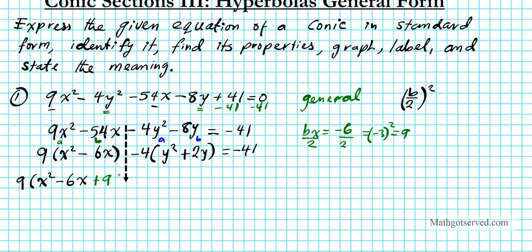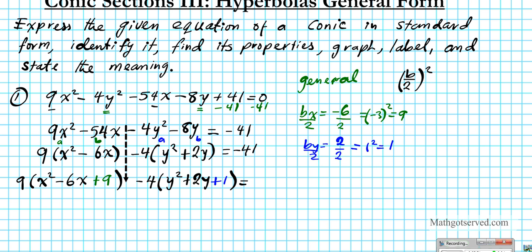close the parentheses. Now let's shift our attention to the y world. In the y world, the b of y is positive 2. So what do we do with that? We divide it by 2, which equals 1, and then we square it, which equals 1. So this creates a perfect square trinomial in the y world. Let's go ahead and insert that. So we have y squared plus 2y plus 1, plus 1. All right, now what do we add on the right side of the equation is the question.